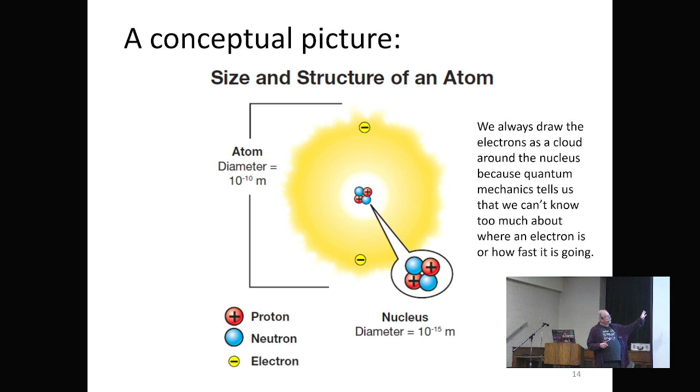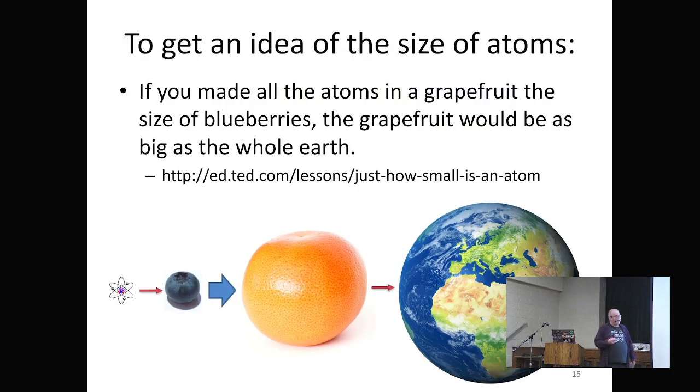So here's a conceptual picture. This is a helium atom, 2 protons and 2 neutrons, surrounded by a cloud of electrons. And here's my first analogy for size. If you were to expand all of the atoms in a grapefruit up to the size of blueberries, the grapefruit would be the size of the Earth. Okay? So that's how much smaller atoms are with respect to blueberries and grapefruit than the Earth is.